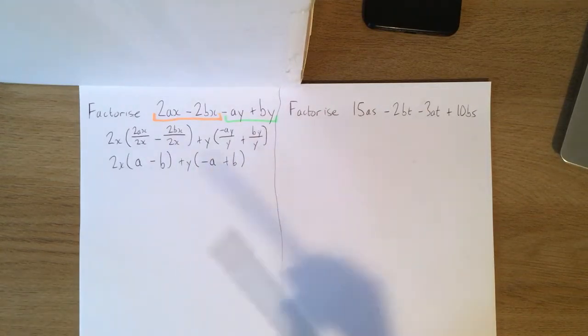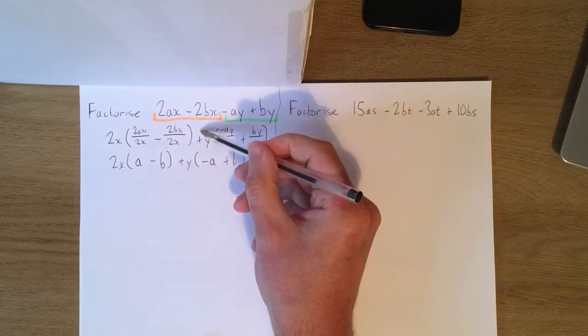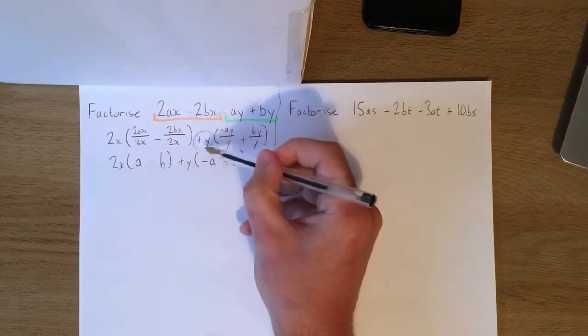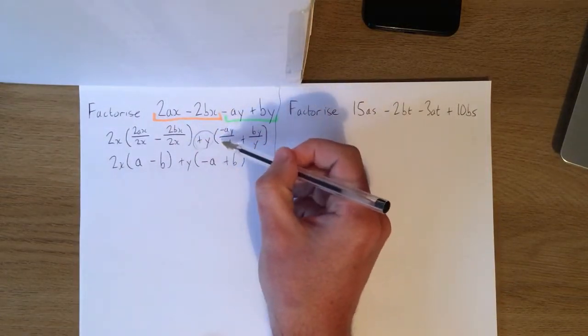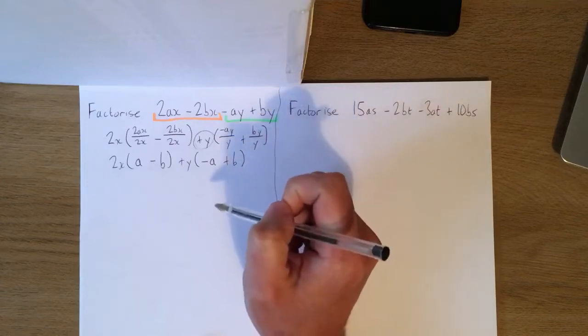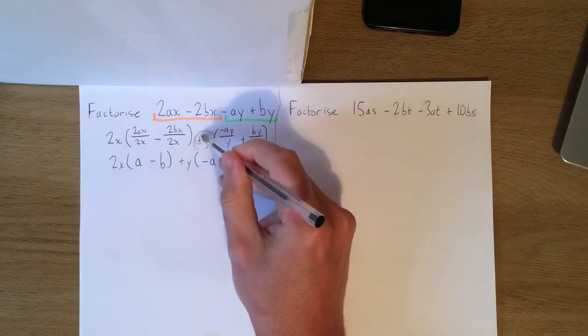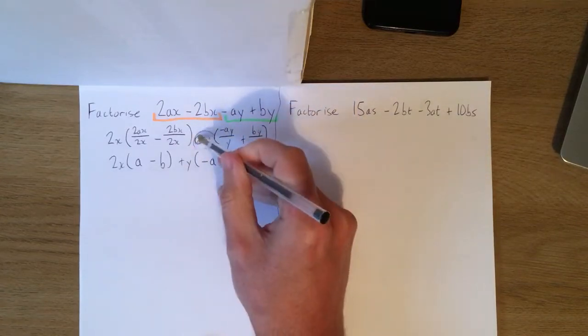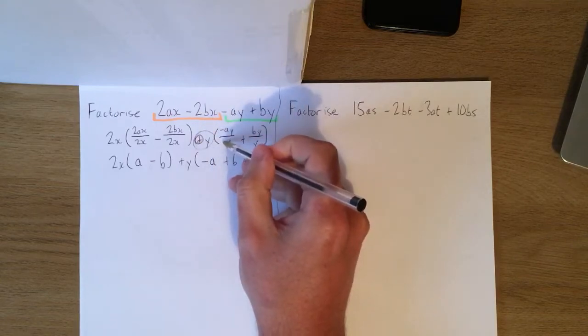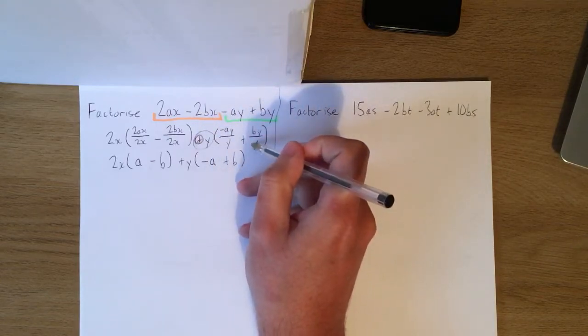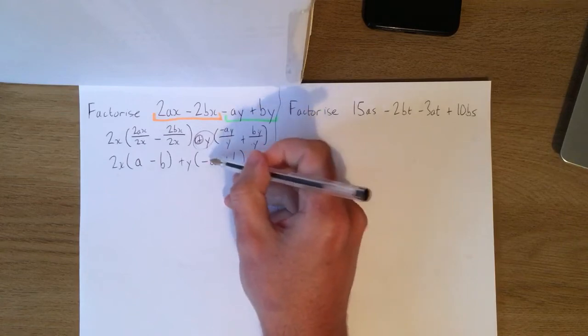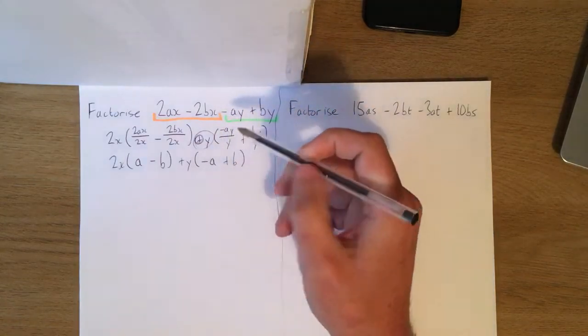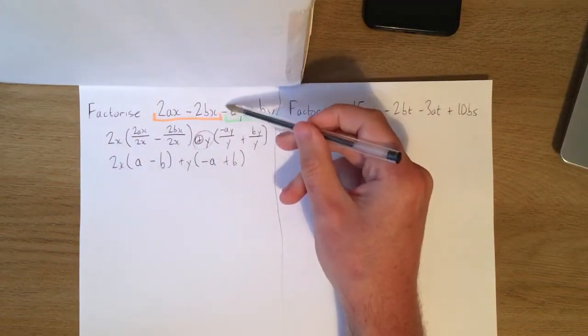So what should I have done? My mistake was back here. I shouldn't have factorized plus y out and then divided by plus y. I should have factorized a minus y out. And then I would have been dividing by minus y and dividing by minus y, and that would change those two signs. So that happens a lot when you've got a minus here in the middle.